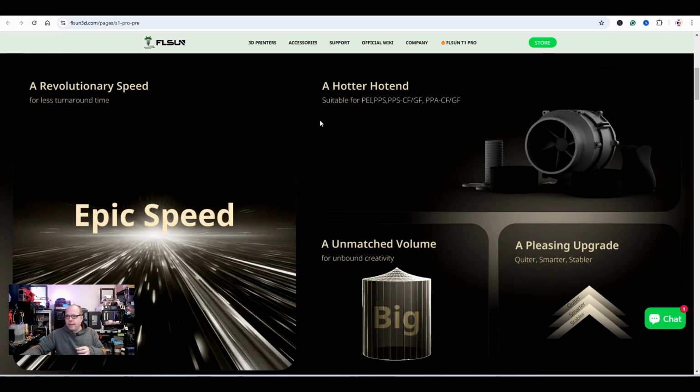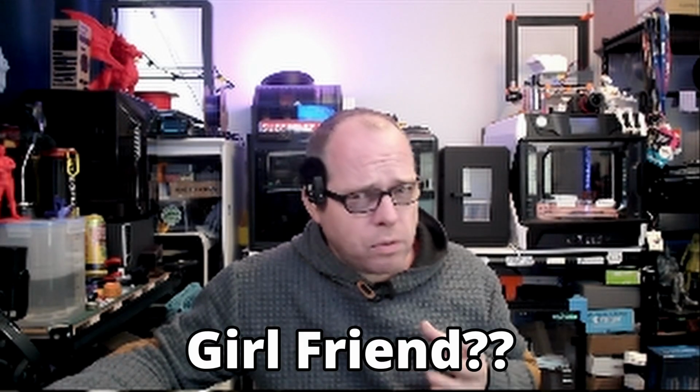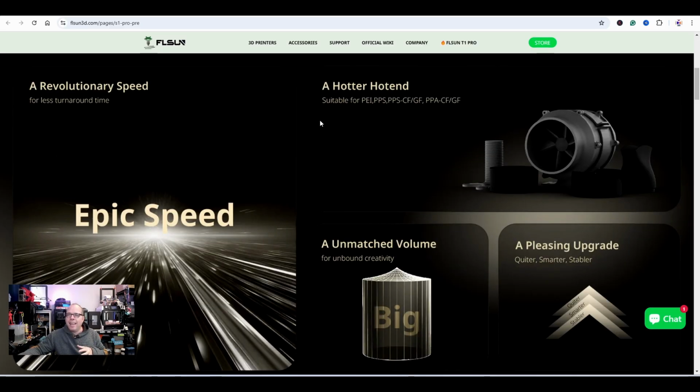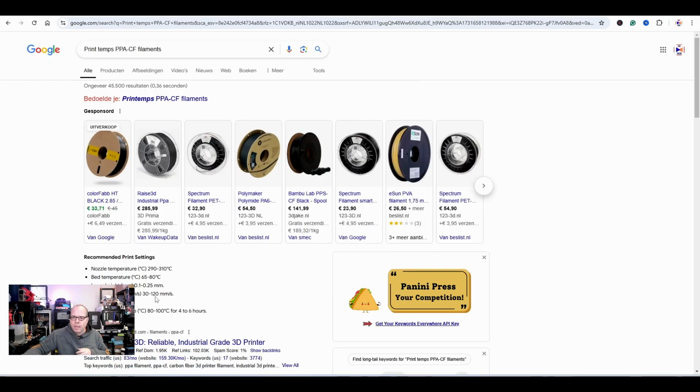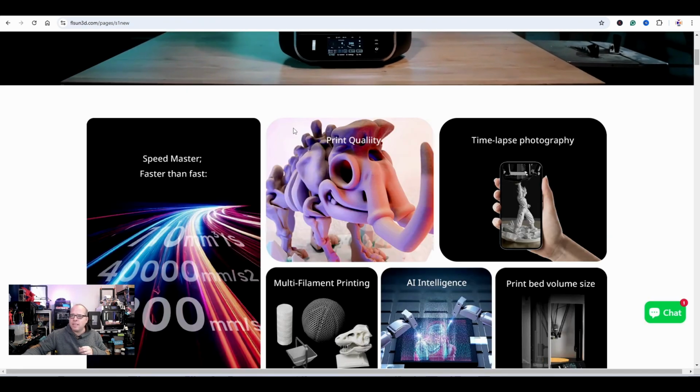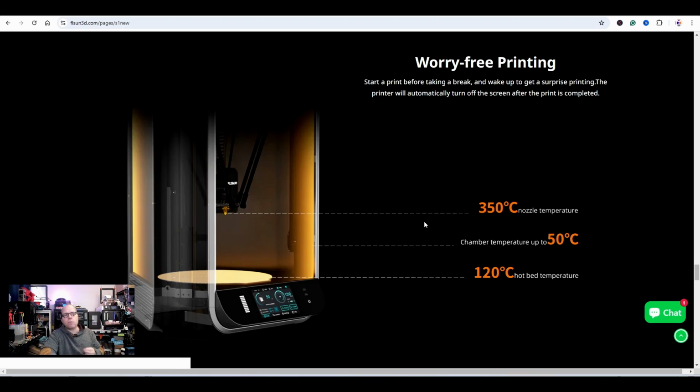A hotter hot end suitable for PEI, PPS, PPS with carbon fiber, or GF, girlfriend? Or PPA with CF and maybe girlfriend. But looking up PPS and PPA, those stay around 310 degrees. And if we are checking out the S1, it is currently 350 degrees C. So that would mean that if it is even hotter than the S1, it would be like 370, 380, maybe even touching 400 degrees C as a nozzle hot end temperature. The chamber currently is at 50 degrees. I think that would be the same.